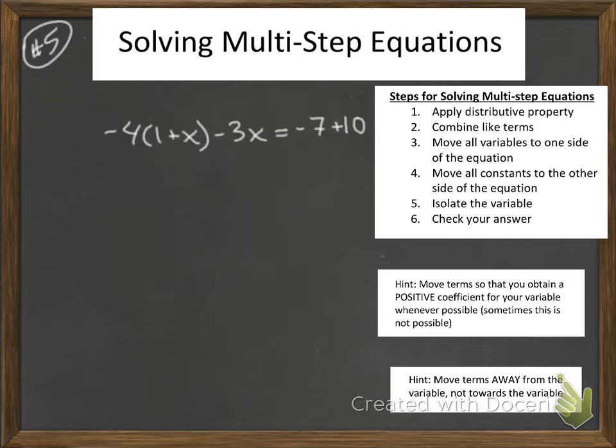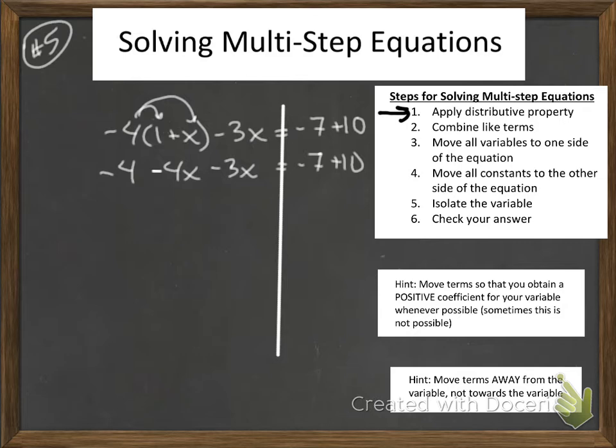Number 5. So again, we start by applying the distributive property, if there's anywhere to do that, and there is here. So I have negative 4 times 1 is negative 4, negative 4 times x is negative 4x. Then again, we just, of course, bring down the rest of the equation. Once again, I'm going to draw a vertical line here, so I keep the two sides of my equation straight. Next, we're asked to combine like terms. Unlike the previous problem, hopefully you can see there are like terms.